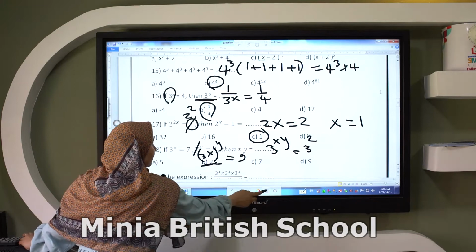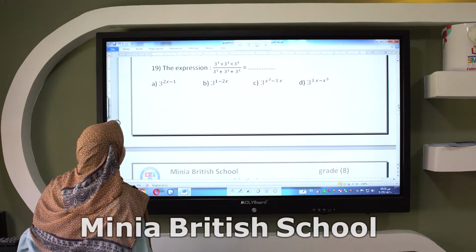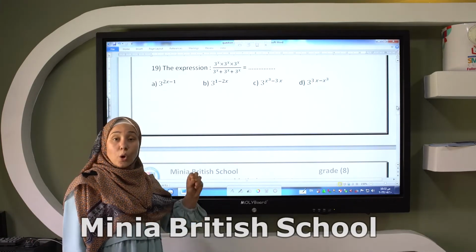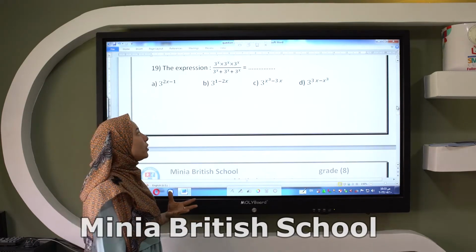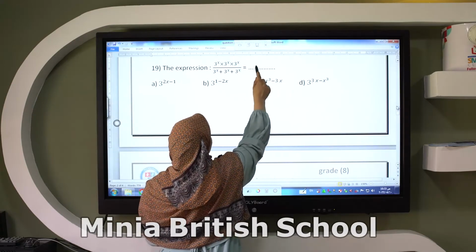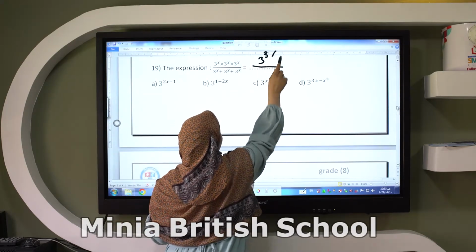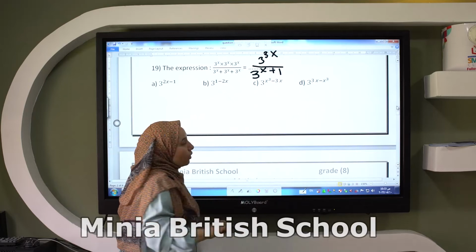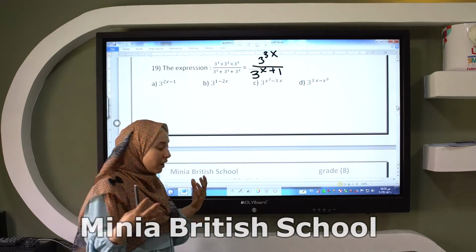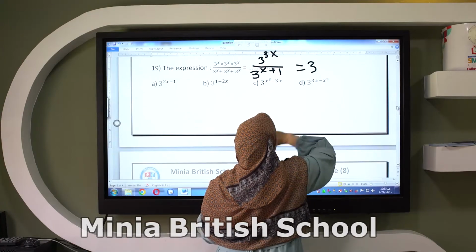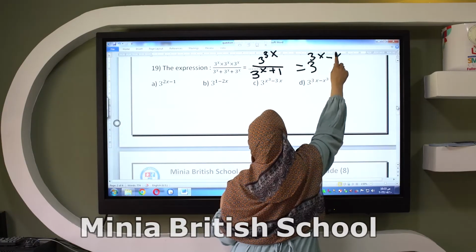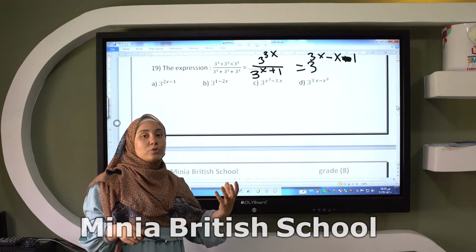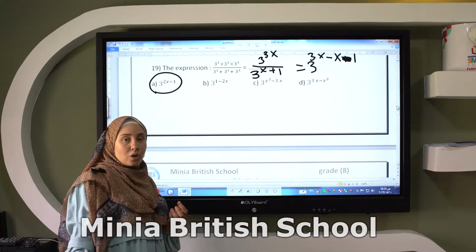Number 19: the expression 3 power x times 3 power x times 3 power x over 3 power x plus 3 power x plus 3 power x. In the numerator, we get 3 power 3x, but in the denominator the expression is 3 power x plus 1. Okay, you have the same base, and between them division, so only subtract the powers. So 3 power 3x minus x plus 3 minus 1. So the answer equals 3 power 2x minus 1, the first one.